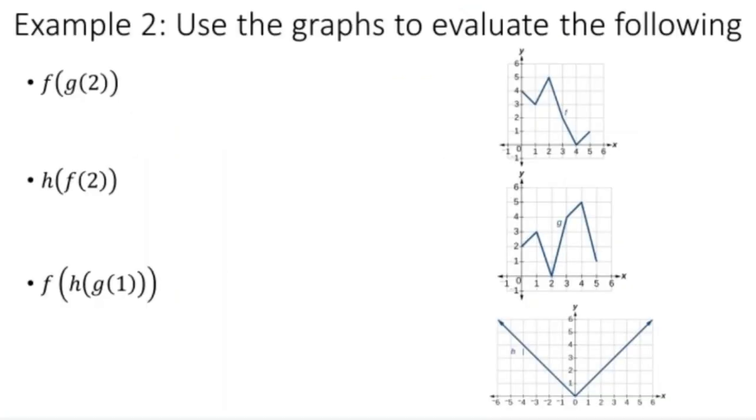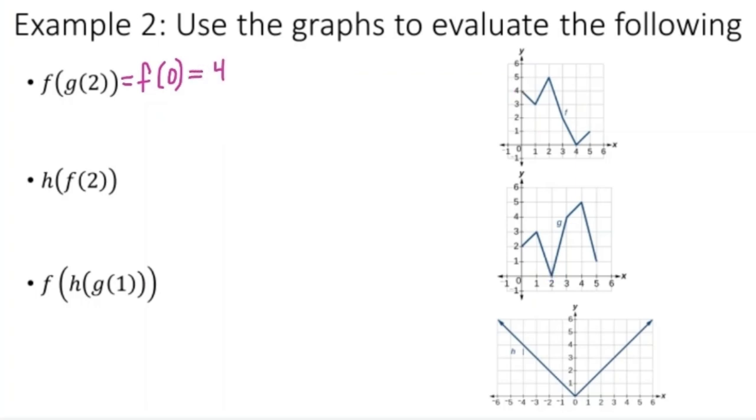Now we're going to evaluate composition of functions using graphs. First, we're going to find f of g of 2. First, we need to evaluate g of 2. Looking at the graph for g, we can see that the point (2, 0) is on the graph of g, so g of 2 equals 0. Now we need to evaluate f of 0. Using the graph of f, we can see the point (0, 4) is on the graph, which means f of 0 equals 4. So f of g of 2 will equal 4.